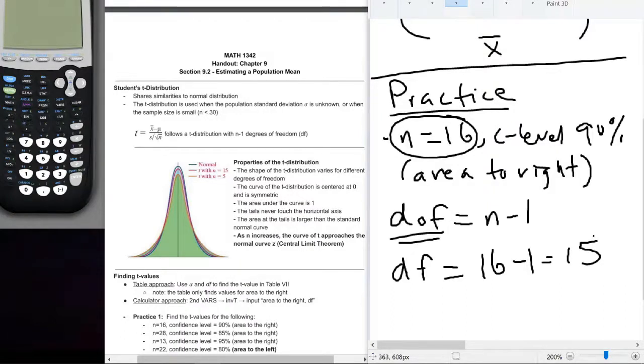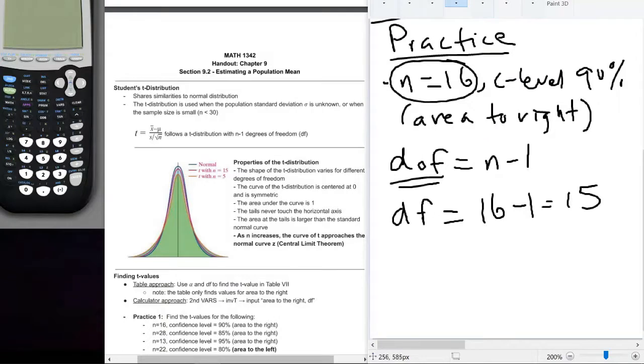Also, the confidence level being 90%, they're telling us that we have an area to the right. What that means is we have an alpha. This is a t-distribution, and we should call this capital T.